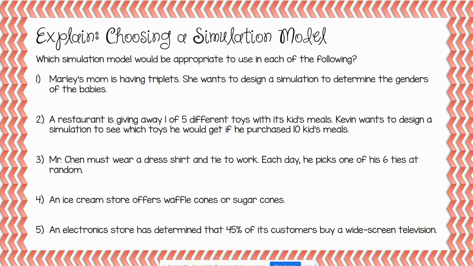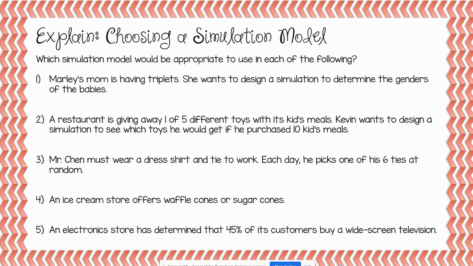The first one says Marley's mom is having triplets. She wants to design a simulation to determine the genders of the babies. Well, in this case, it's not like we can go out and ask a bunch of women who are pregnant with triplets to give birth and tell us the genders of their babies. So, this is why it is impractical to actually complete an experiment for this event. And instead, we would use a simulation.